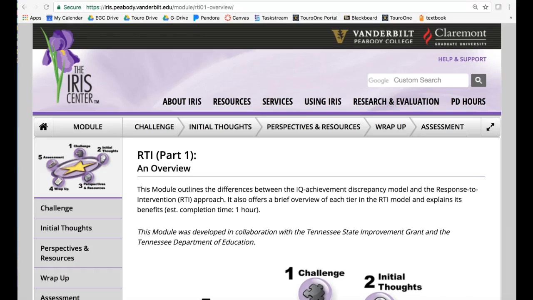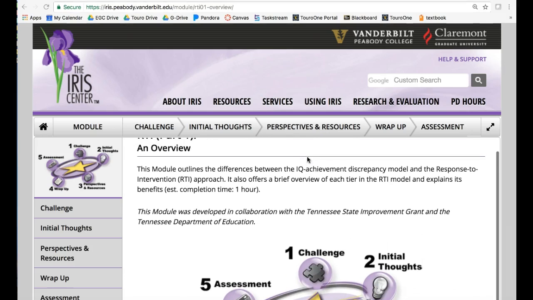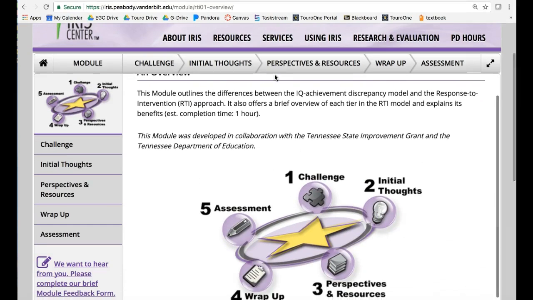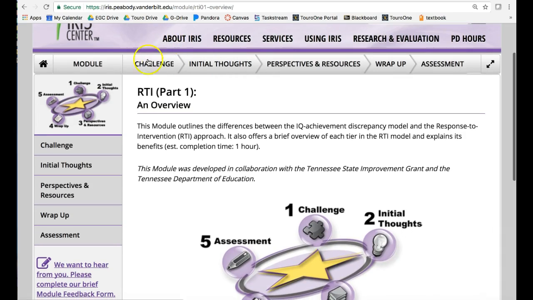So this is an IRIS module. Now, the IRIS Center put together these modules for educators around different special education and diverse learning support needs. These are all research-based and from very, very smart people within the field. So the way that the modules go is there's always a challenge.